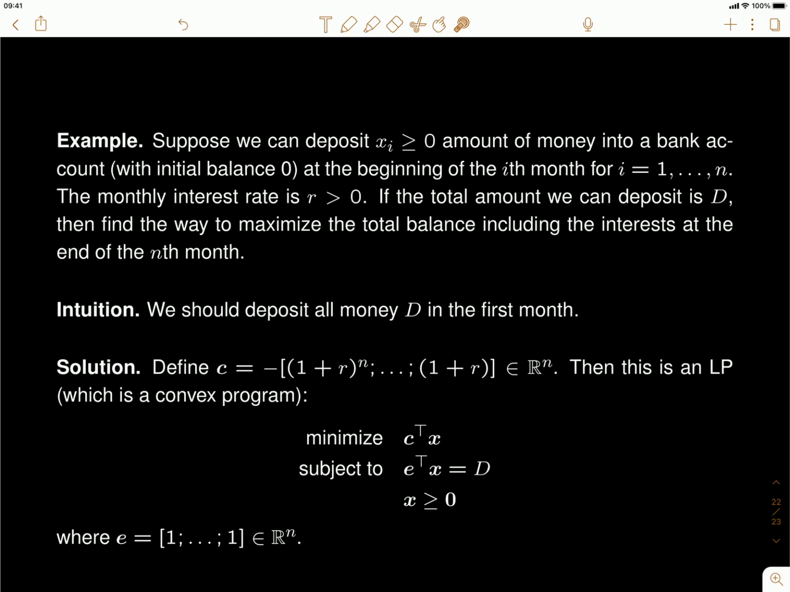And apparently, if there's no other condition, we should always just deposit all the money into the account at the beginning of the first month, so that the interest can always accumulate.